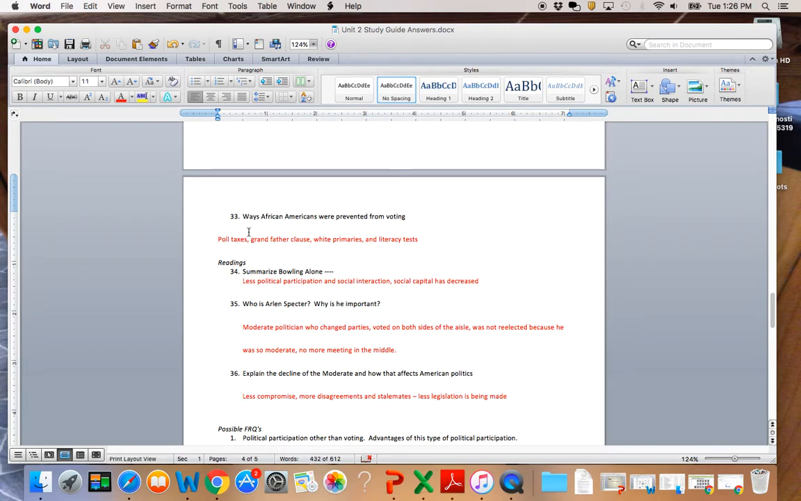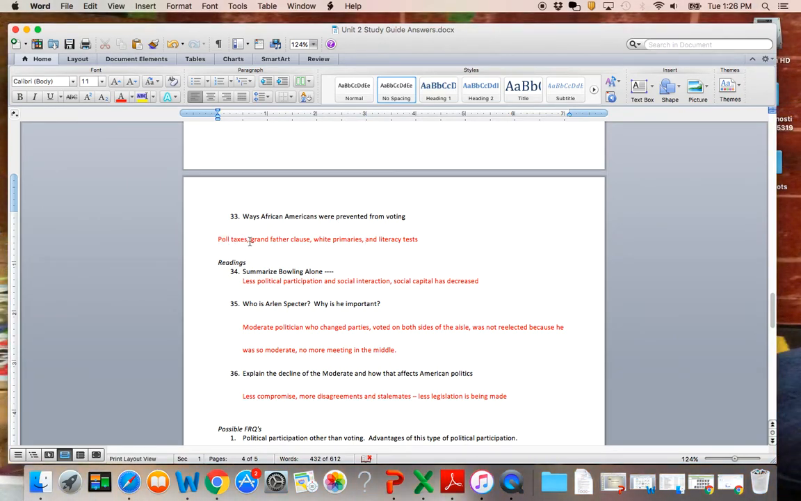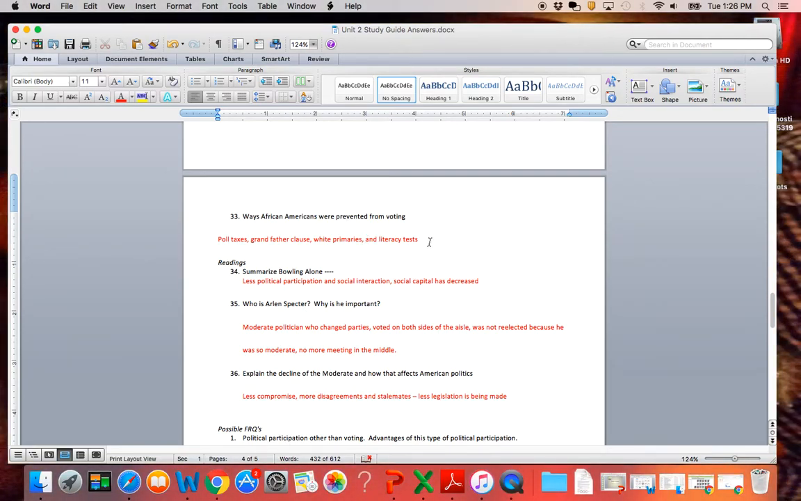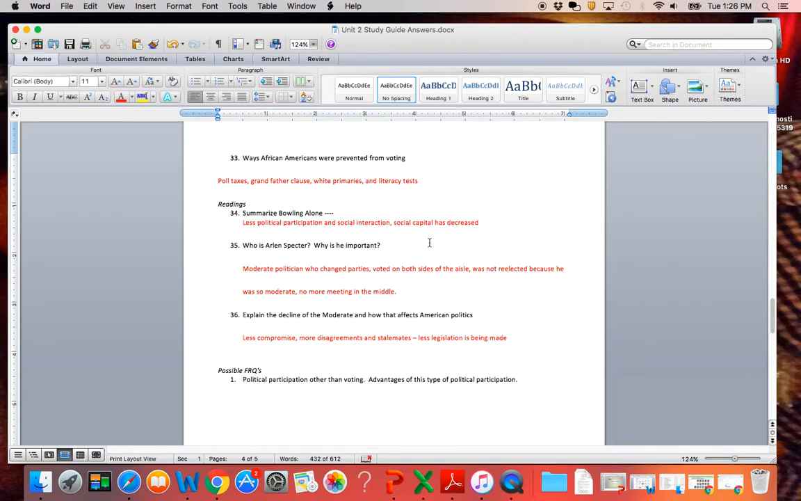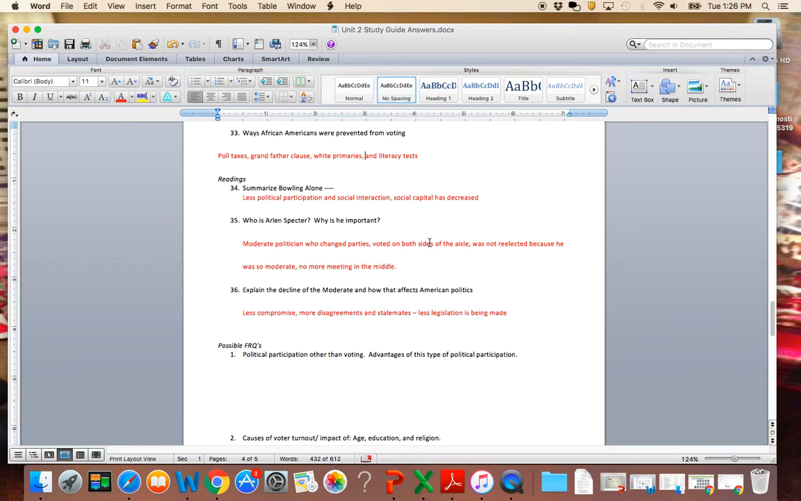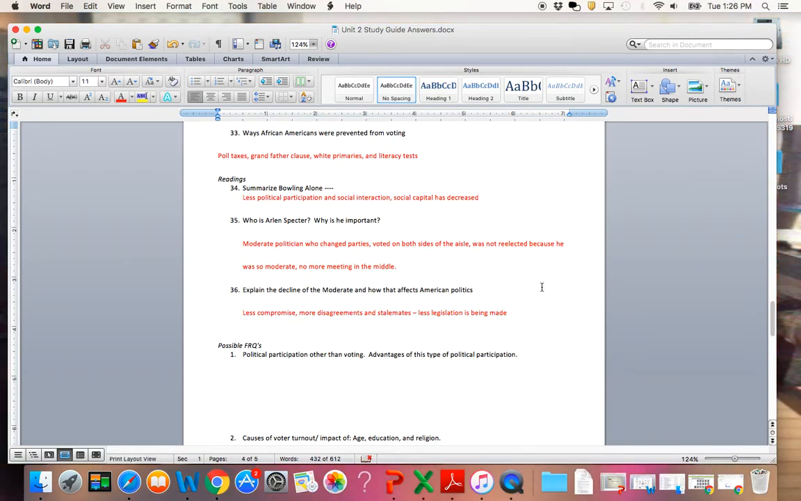African Americans were prevented from voting in a few ways: poll taxes; the grandfather clause, where if your grandpa voted, you could vote; white primaries, where only white individuals could vote; and literacy tests, which are long and hard, and you had to pass them in order to become registered. They weren't prevented based on race, but they put other things in place to do that.